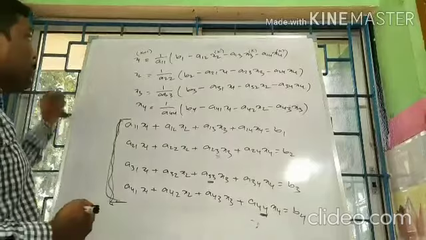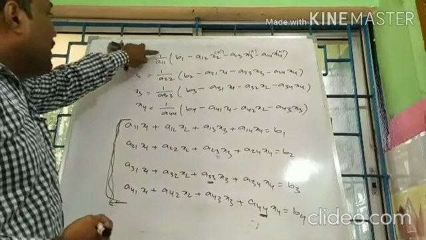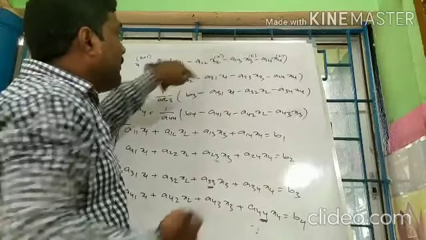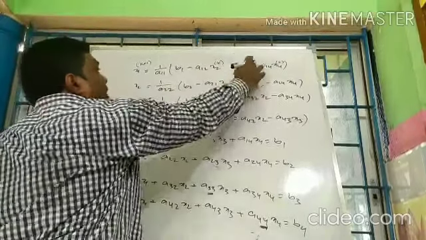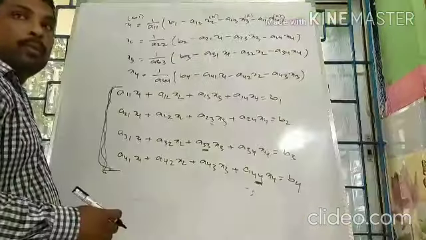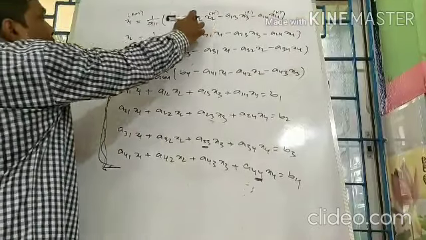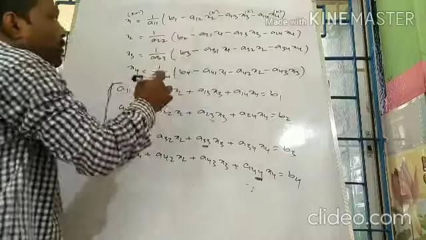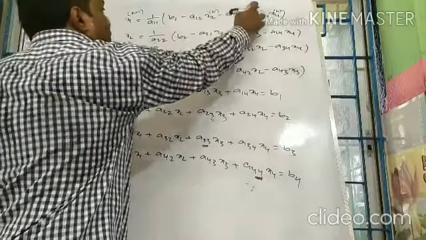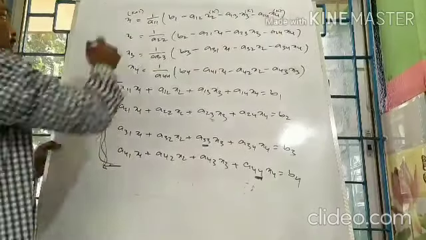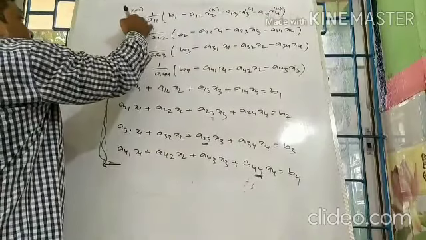Okay. So the present iterative value of x1 equals 1 by a11 b1 minus a12 previous iterative value of x2 minus a13 previous iterative value of x3 minus a14 previous iterative value of x4. Next, x2 k plus 1.